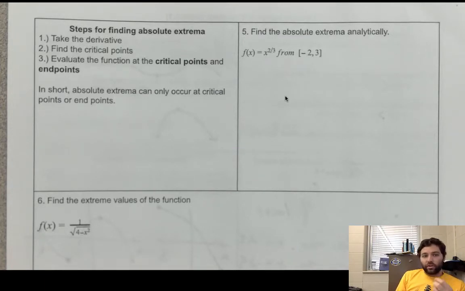Then you evaluate the function at the critical points and the endpoints. Critical points will help us if the domain is all real numbers. But if there are endpoints, so if it's on an interval, then we'll need to check those as well. In short, absolute extrema can only occur at critical points or at endpoints.